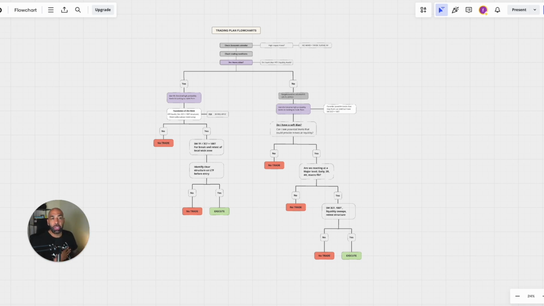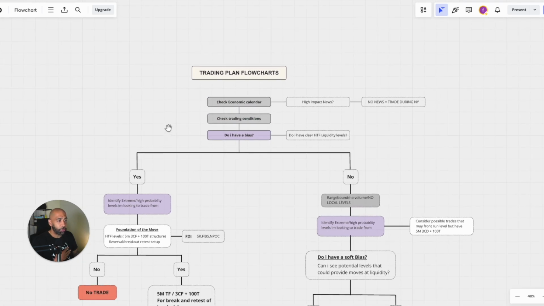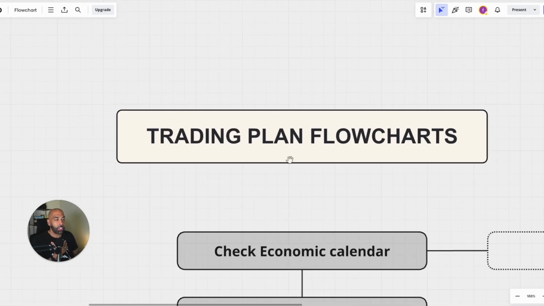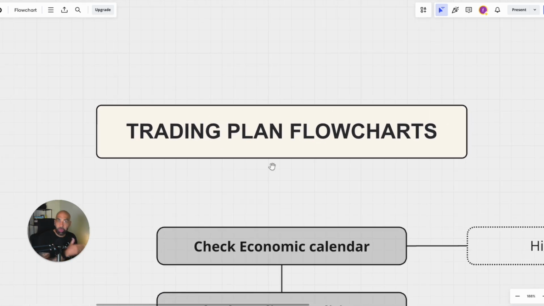I'm going to zoom in on each section just so you know, okay? Simple as that. So first things first, this is going to be our trading plan flow chart. You can call it a trading journal flow chart. You can call it whatever you want to call it. But at the end of the day, this is what you're going to be looking at and going over consistently to implement your rules.